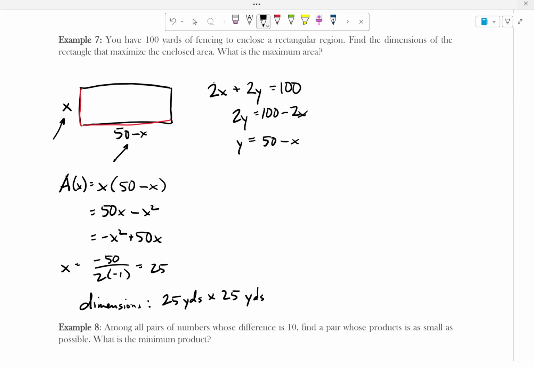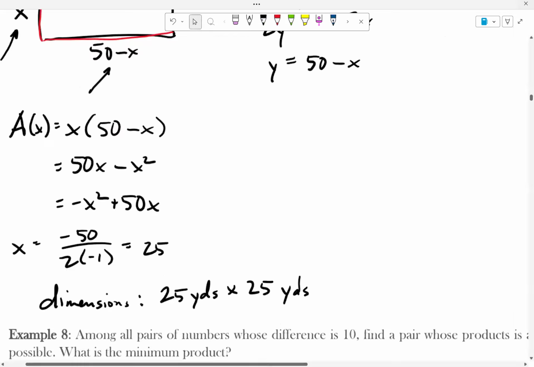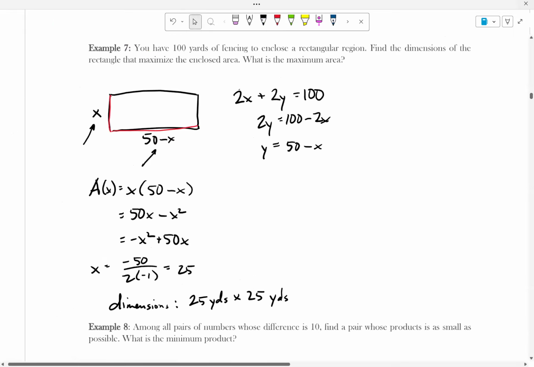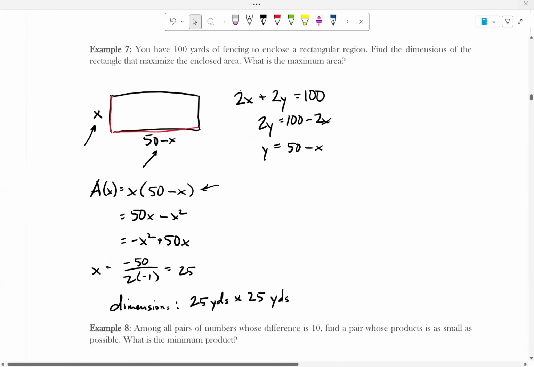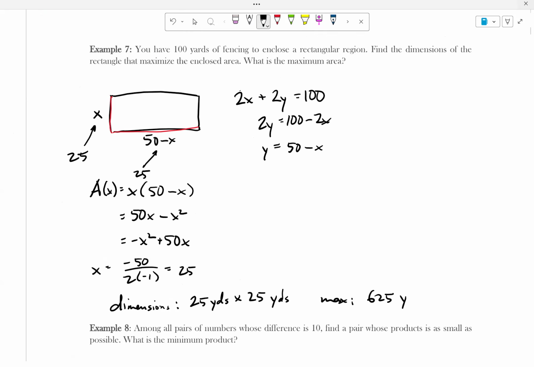The maximum area, like I could do it just by multiplying 25 by 25, or I could plug the 25 in here, in which case you get 25 times 25, or you could plug it in here, in which case maybe that's the hardest. Maybe that's not a good way to do it. I think the intuitive way, once you have that 25 and then you get 25 here, just 25 times 25, perhaps you know it is 625 square yards.